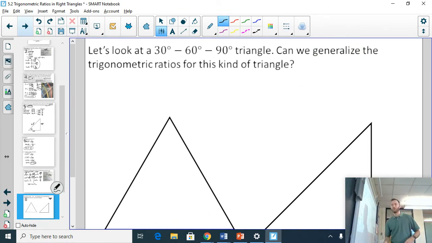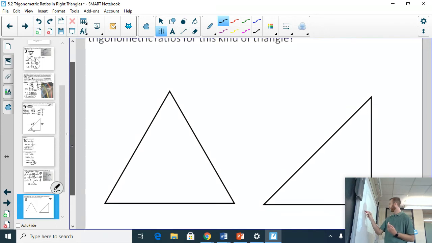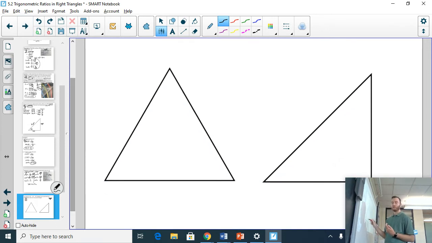All right, so real quick, let's look at a 30, 60, 90 triangle. And I'm just wondering if we can generalize these trig ratios for this kind of triangle or these side lengths. So here I have an equilateral triangle, so these are all 60 degrees. So I'm going to write 60 degrees. And then I'm going to draw a line right down the middle here to create an altitude, which is a right angle. And then this would have to be 30 degrees, right?